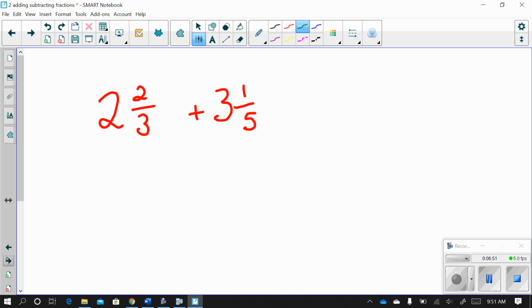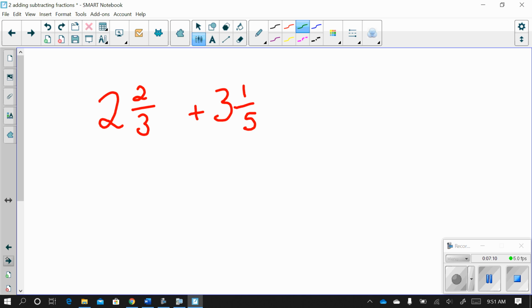Let's look at some mixed numbers. Remember, mixed numbers are when you have a whole number and a fraction together. There are different ways you can approach these. I like to keep it the same way for adding and subtracting so you don't have as many rules to remember. So the first thing we want to do is change it to an improper fraction.